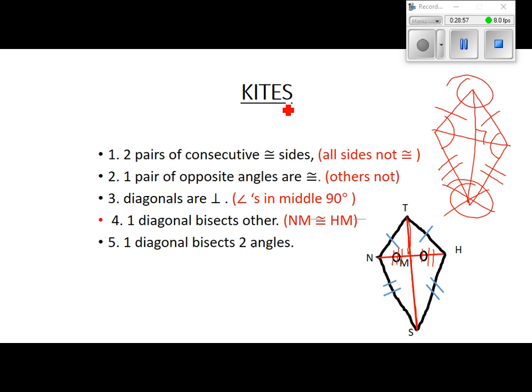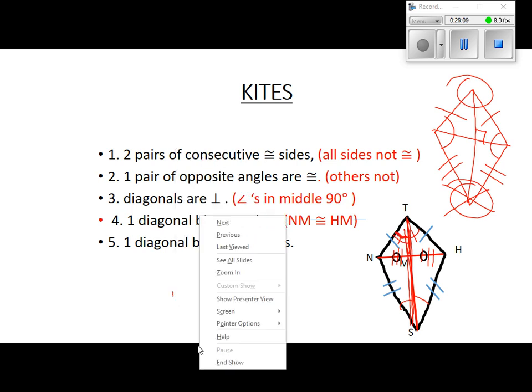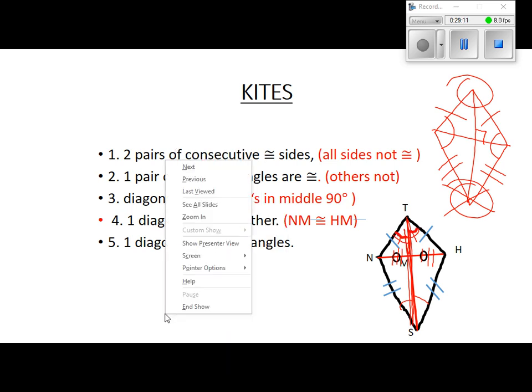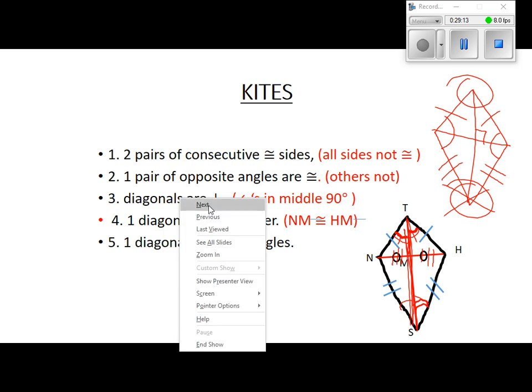One of the diagonals bisects the two angles. This diagonal actually bisects. So these two angles are congruent. These two angles are congruent. Kites are sort of hard because it works for everything, it works for like half the shape.